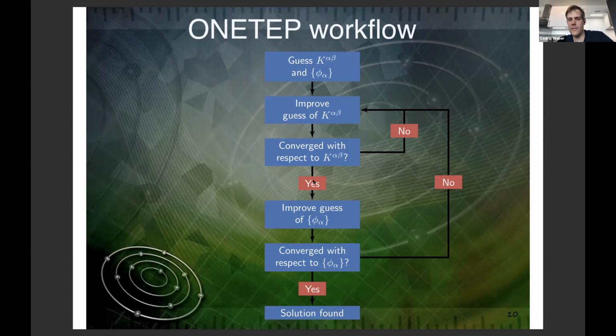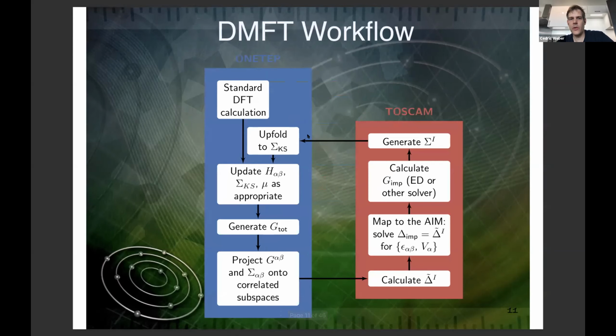So this is DFT. When you want to combine it with DMFT, you always do DFT first, but now the new thing is that you are going to calculate the Green's function and map this Green's function to what we call an Anderson impurity model, which is a quantum impurity model that describes the role of these local fluctuations.